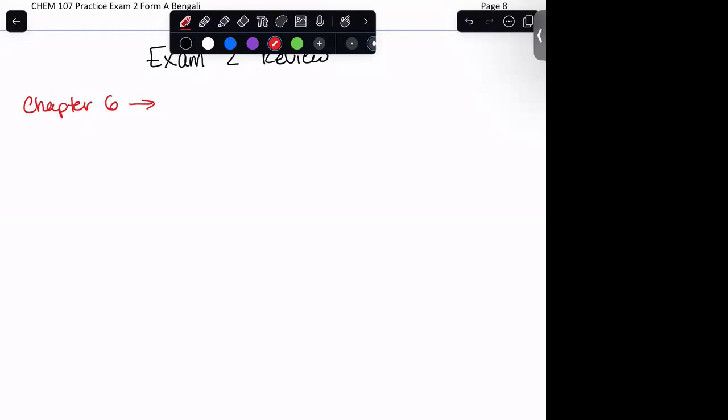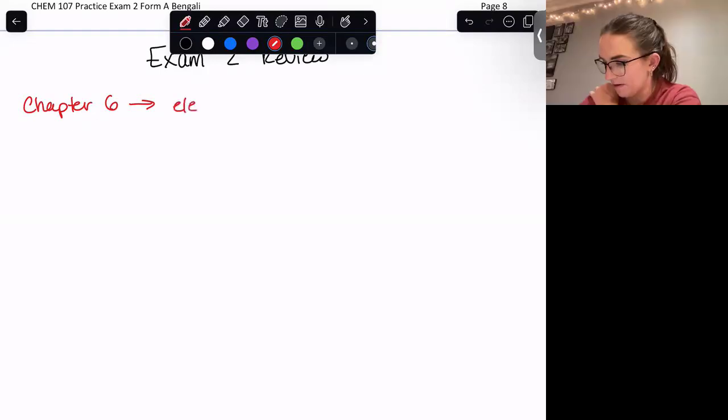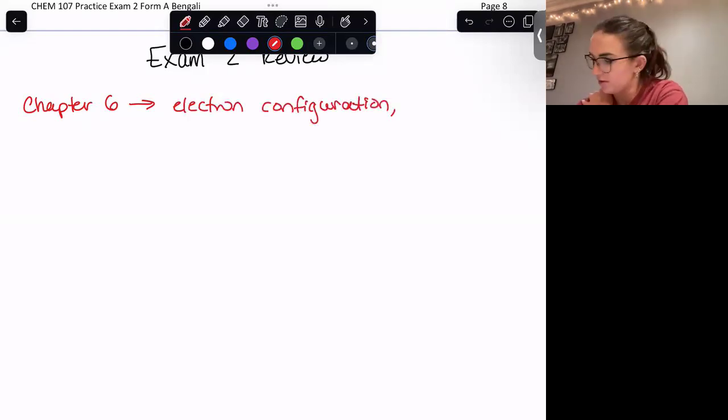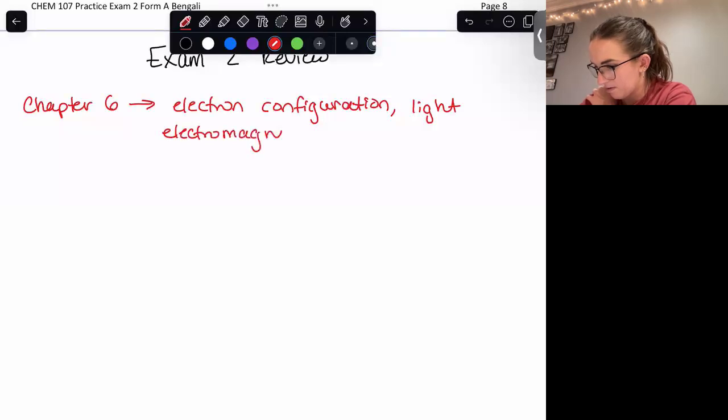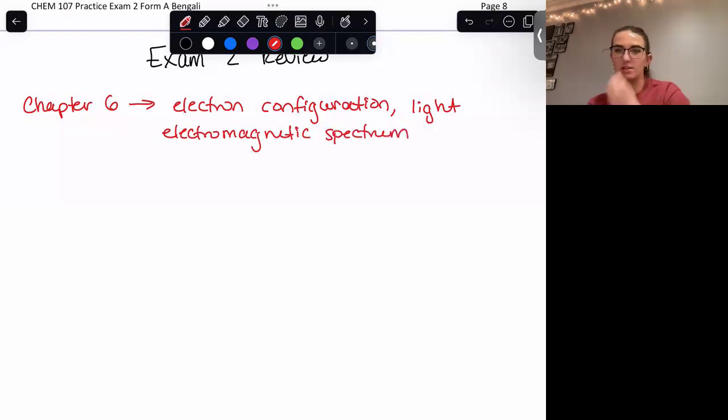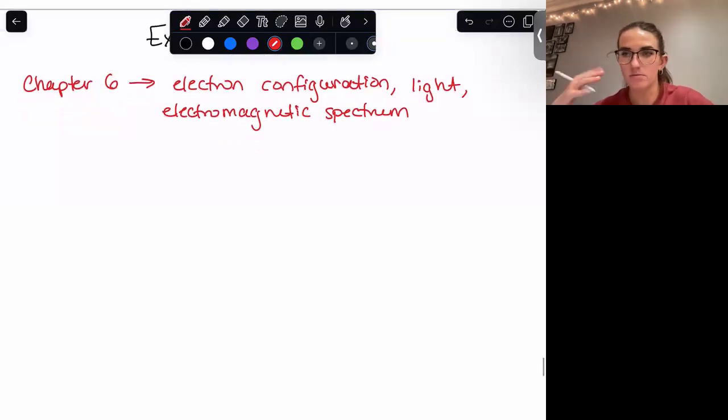Electron configuration was one of them. Yep, so we have electron configuration, and this was all your light and your electromagnetic spectrum. All of this fun stuff came in chapter 6.